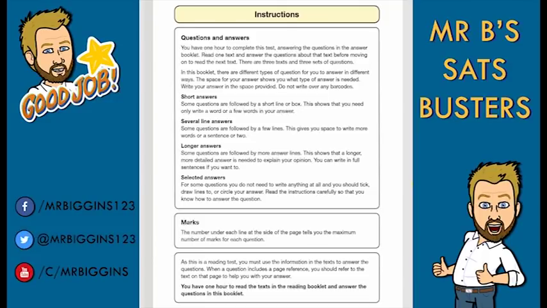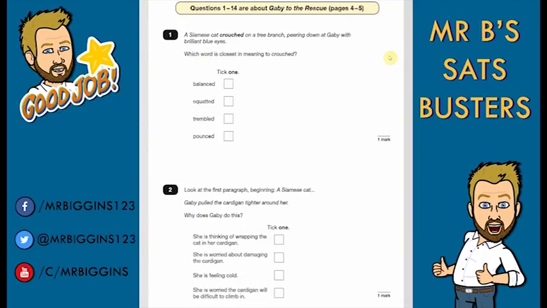Now let's start the test. Immediately the test tells us that in questions 1 to 14, we're going to be asked about Gabby to the Rescue, which is pages 4 and 5, the story at the start of your reading booklet.